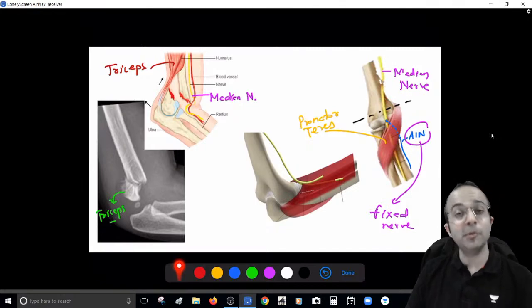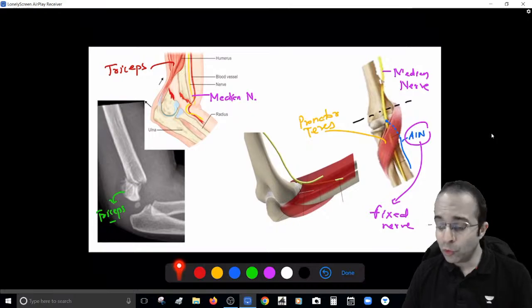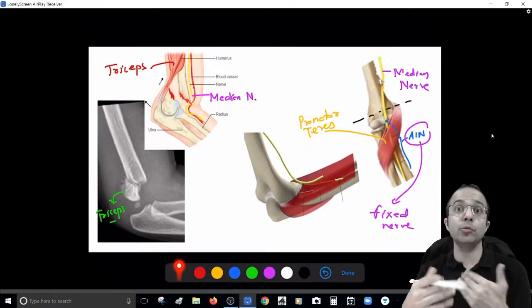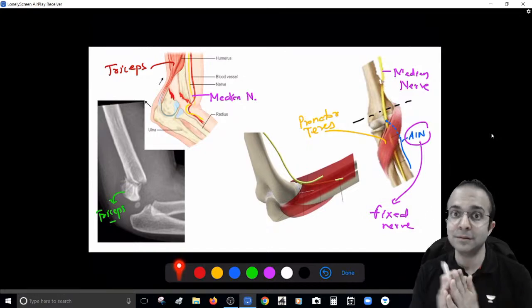Median nerve will not be involved because it can bear the kink, because it is totally loose. So even if it is kinked, it will be displaced. It's not going to be broken, stretched or paralyzed. Clear, guys?